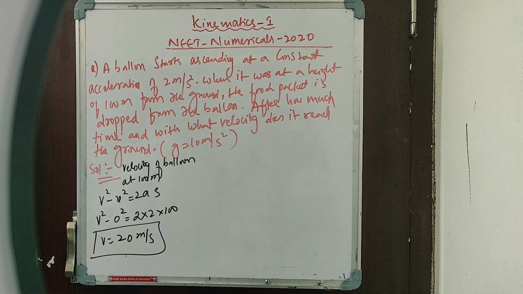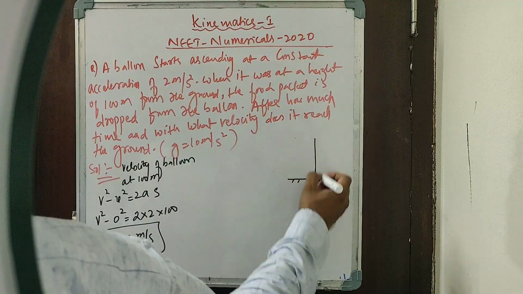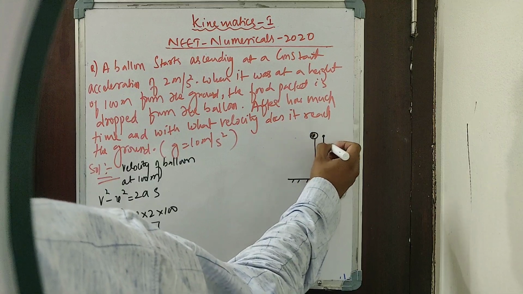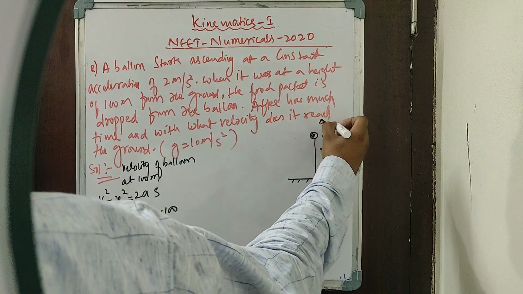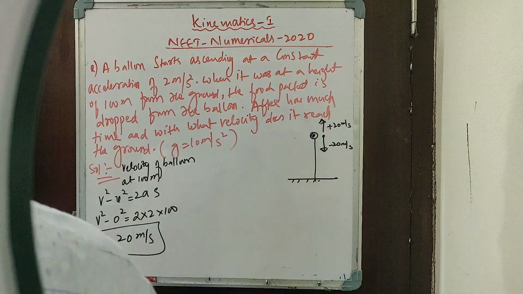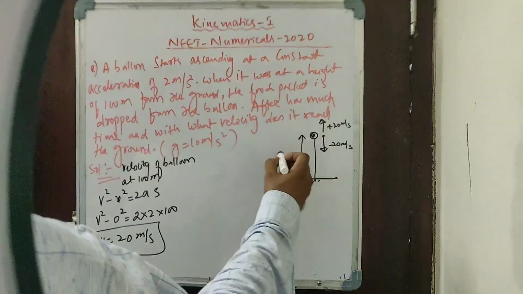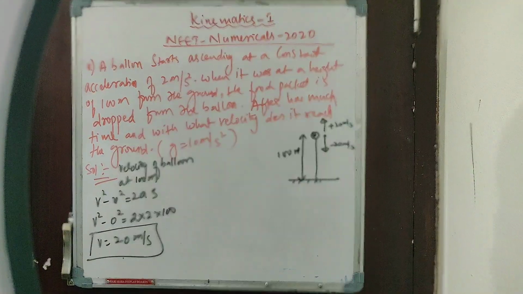Taking this velocity as minus 20 meter per second in the downward direction, and the upward direction as positive. So if I draw the diagram right now, this is your ground, and from here this is your balloon which is being dropped. Downward I am taking as minus 20 meter per second and upward as plus 20 meter per second, because the distance initially given is 100 meters from the ground.